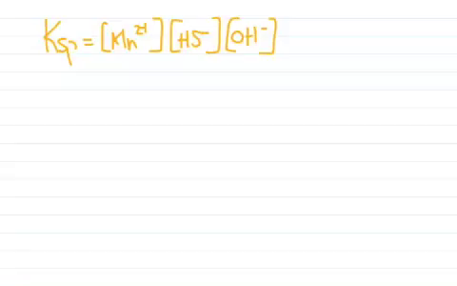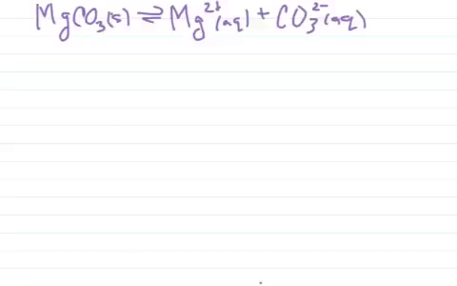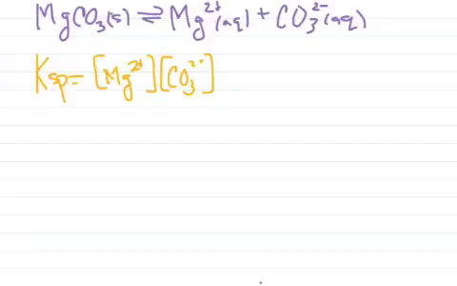Let's try another example. If I gave you magnesium carbonate, what should you first do? You're going to break it up into its ions, which you can see here. So I have my magnesium ion and my carbonate ion. Now I can write my Ksp. And I get my Ksp is equal to my magnesium ion and my carbonate ion. And just remember, Ksp is known as our solubility product constant.